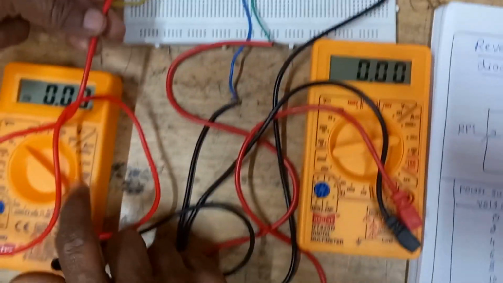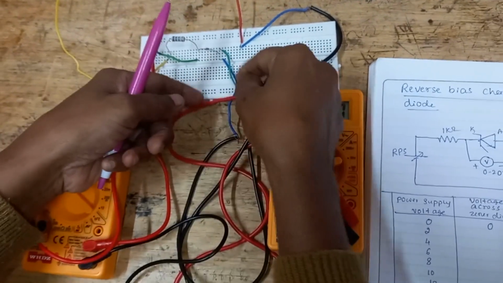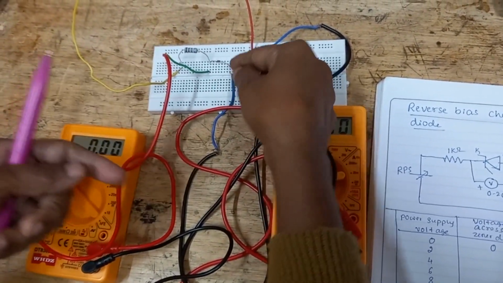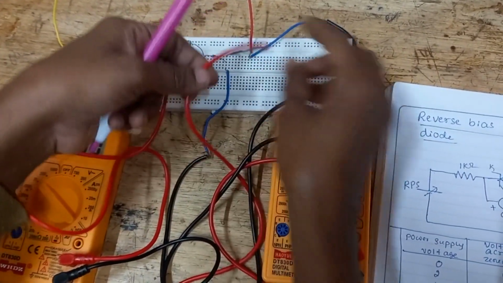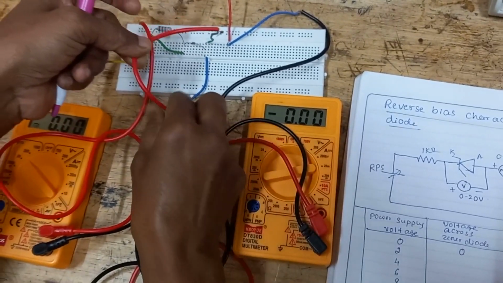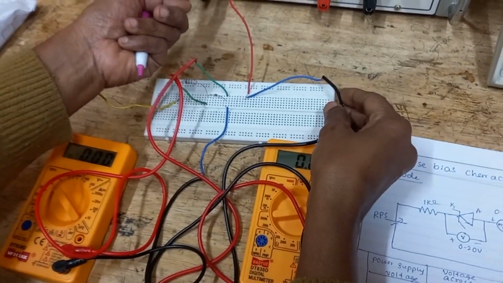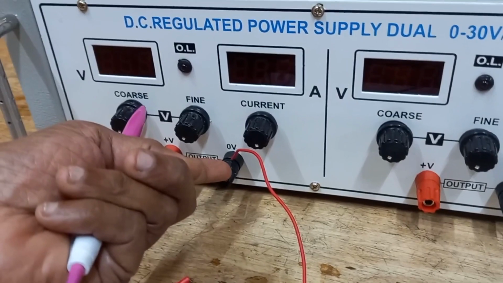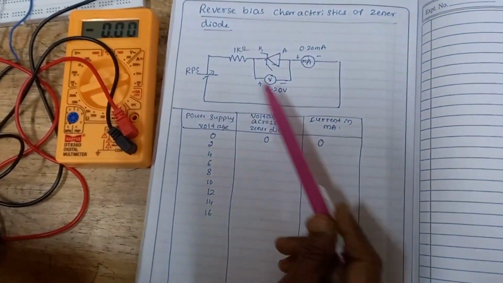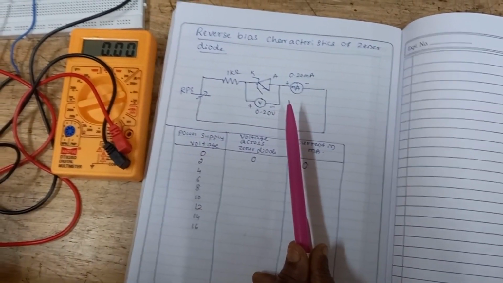And this voltmeter I am connecting across the Zener diode, positive to cathode and negative of the voltmeter to anode. And how to connect the milliammeter? The positive terminal of the milliammeter to anode, and the negative terminal of the milliammeter to the power supply. This is the power supply, negative terminal of the milliammeter to power supply. So this is as it is in the circuit diagram. How it is drawn, I have done the connection in that manner.